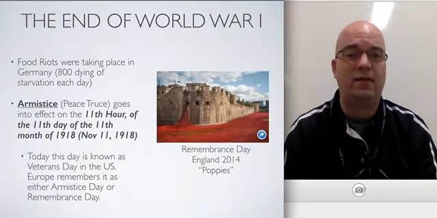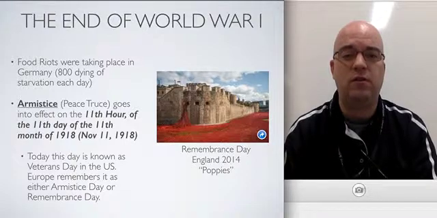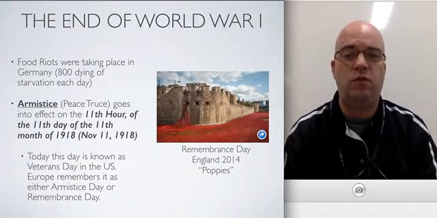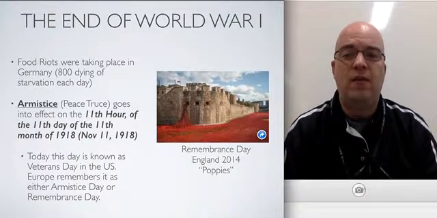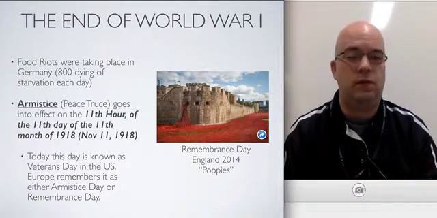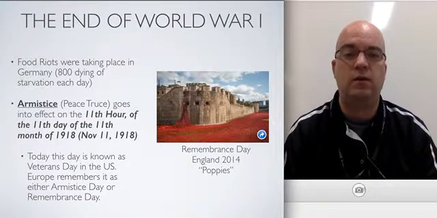Germany's other allies, the Ottoman Empire, Austria and Hungary, are starting to quit the war, form treaties with the Allies and surrender. And then finally, Germany's leader, Kaiser Wilhelm, decides, this is it. We can't keep fighting any longer, and so they decide to surrender.